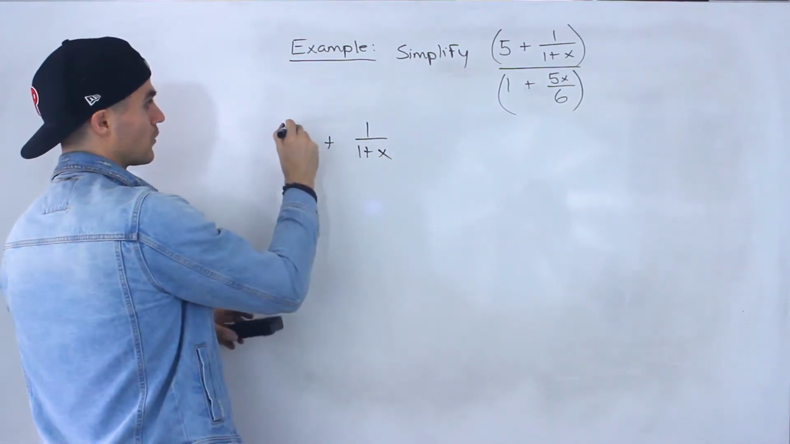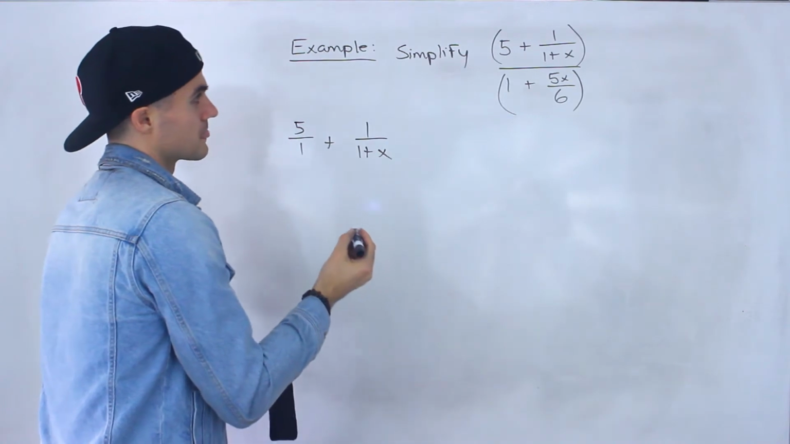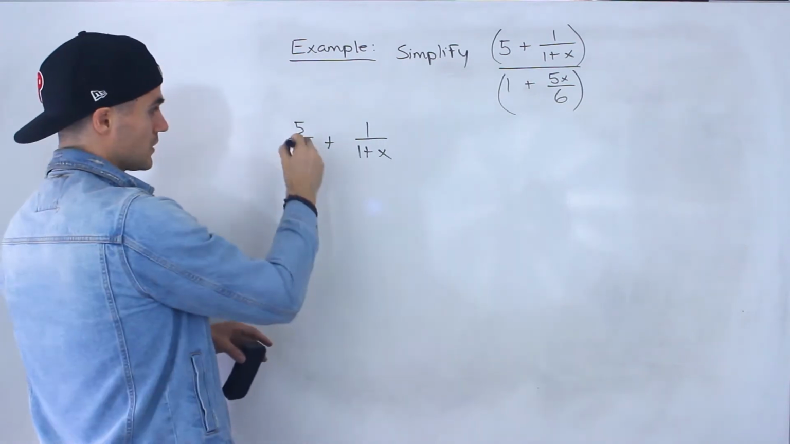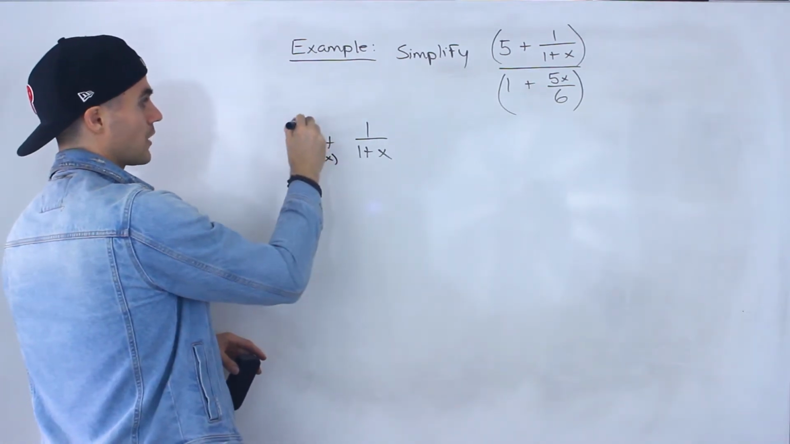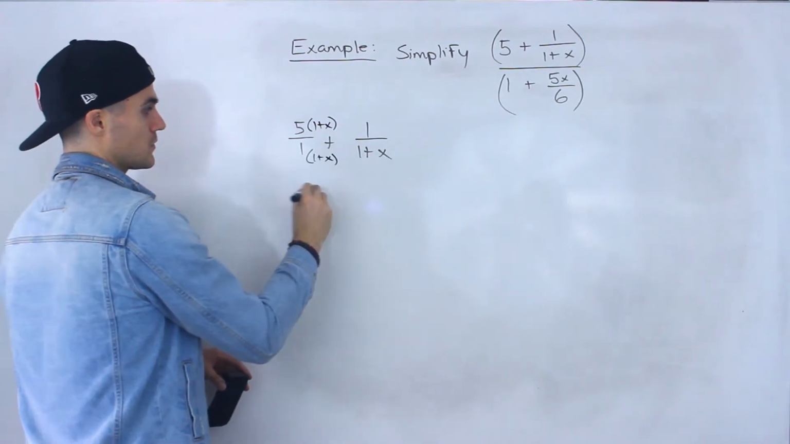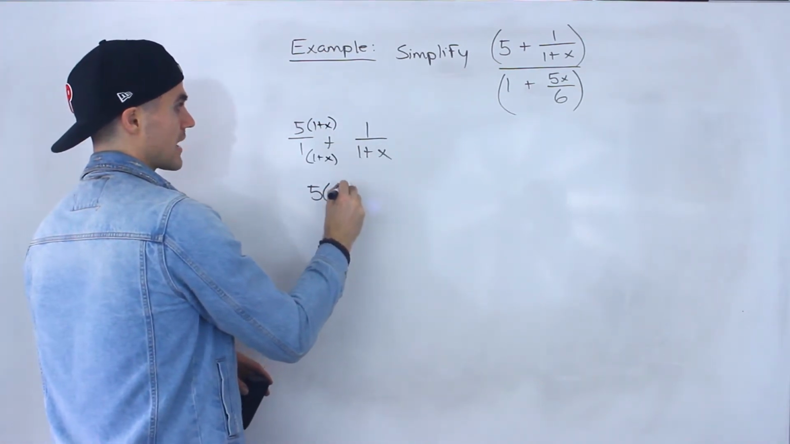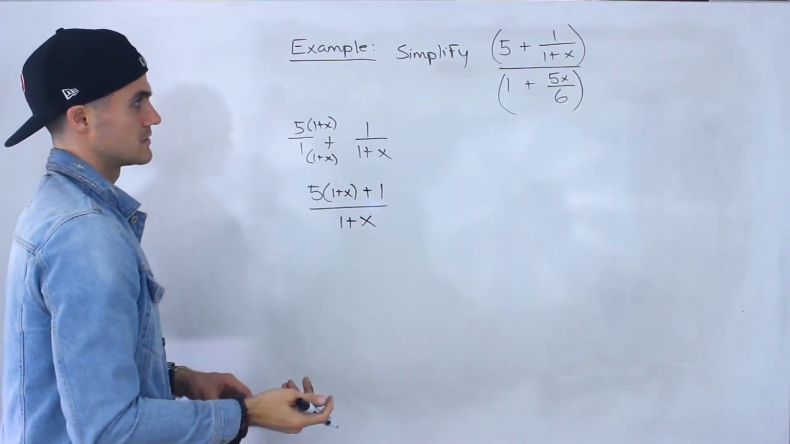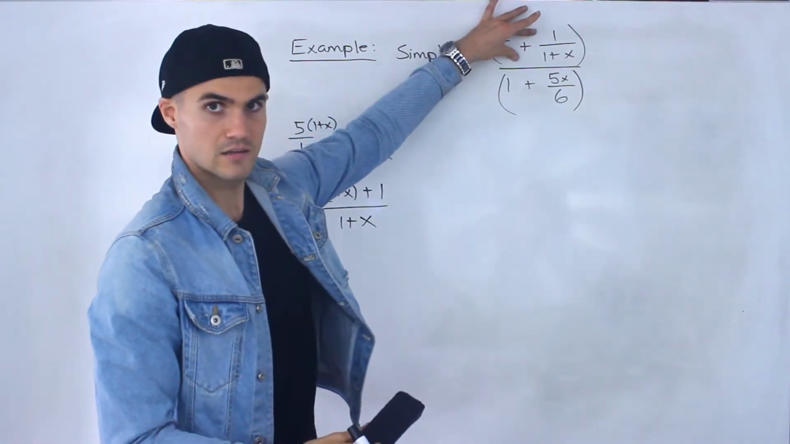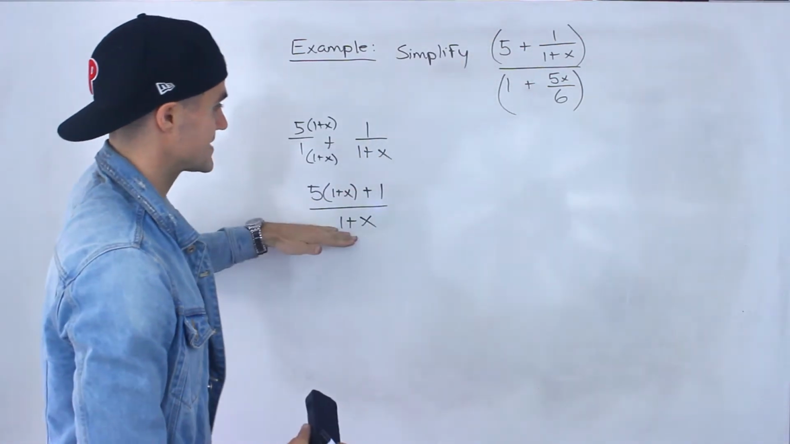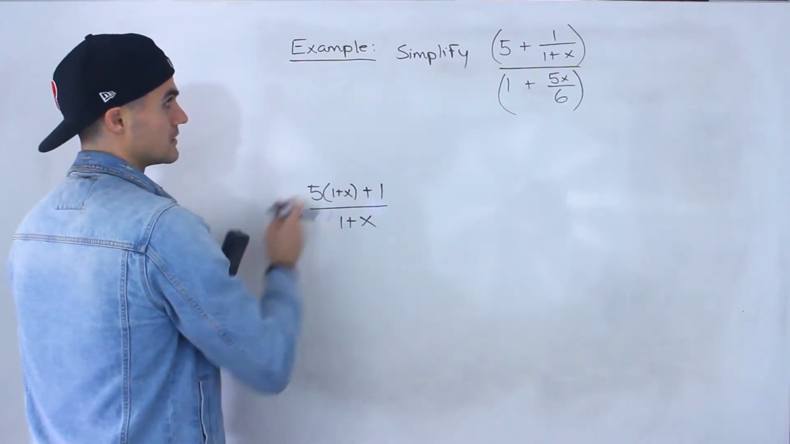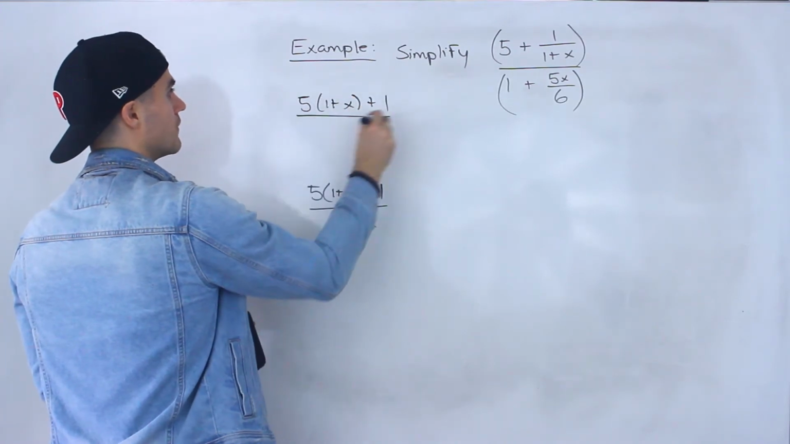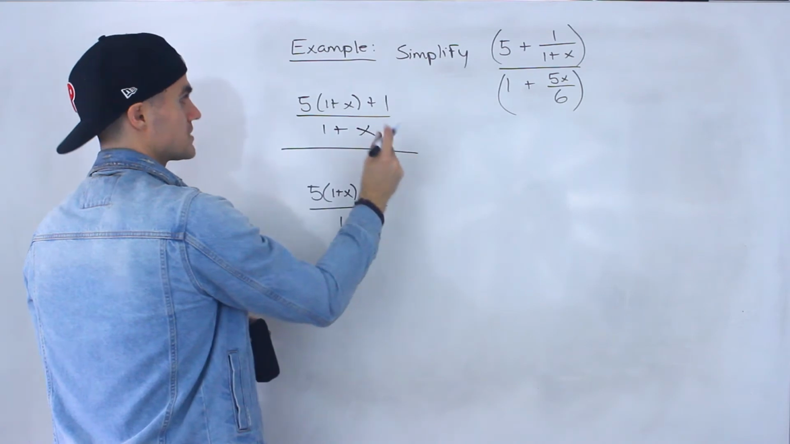Now this 5 I'm going to write over 1 like that. If we want to combine this into one fraction, we need a common denominator. So we multiply this 1 by 1 plus x, but we have to multiply the top by 1 plus x as well. So we end up getting 5 bracket 1 plus x, plus 1, all over 1 plus x. Okay, so this expression in the bracket in the numerator is the same as this, and I'm going to rewrite it as what I have here, like that. And notice it's in one fraction.